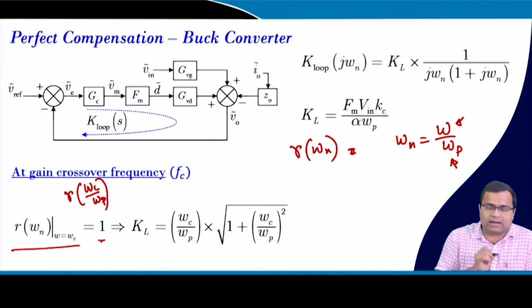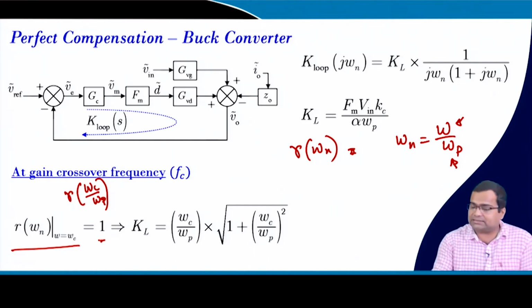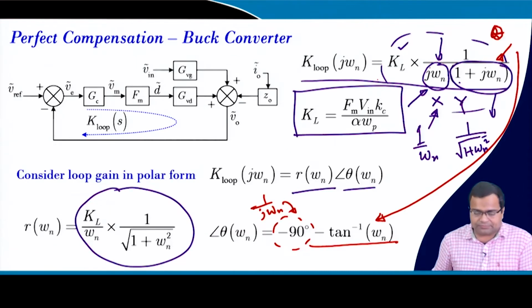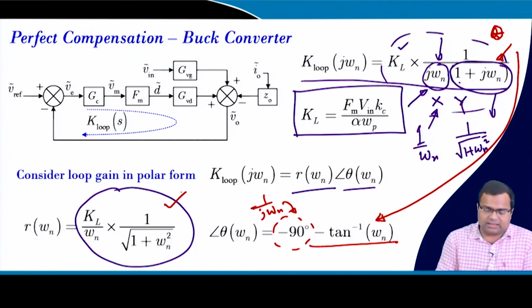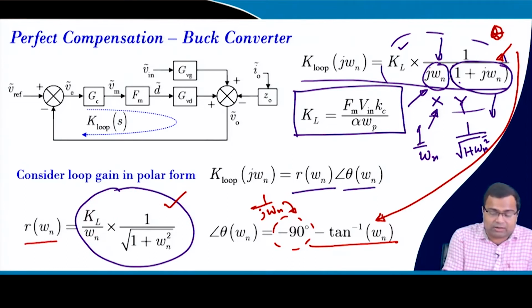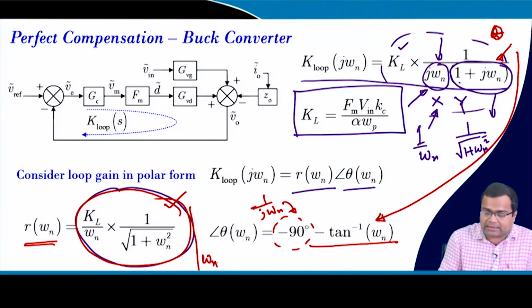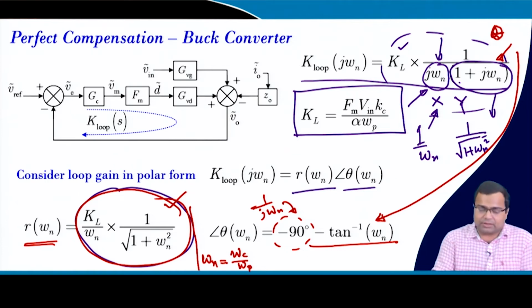That is equal to 1. And what is this? If you go back, what is R? R is equal to this. That means at gain crossover frequency, this quantity is 1. This whole quantity will be 1, which is computed at omega n equal to omega c by omega p, that is the gain crossover frequency. Then this quantity will become unity.